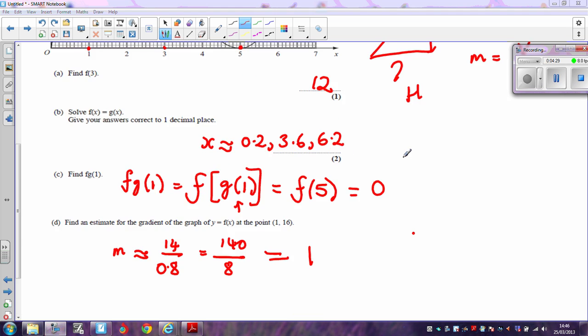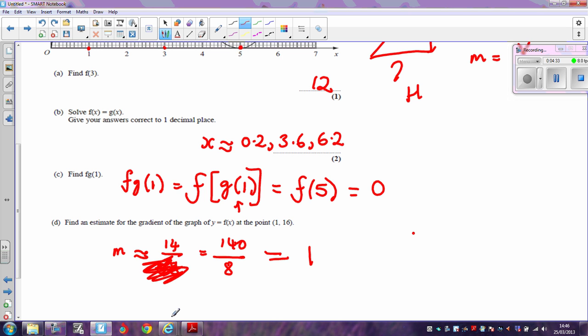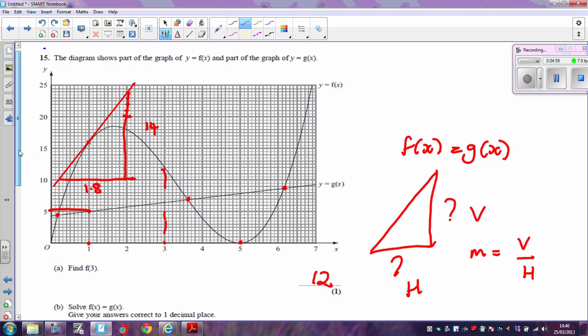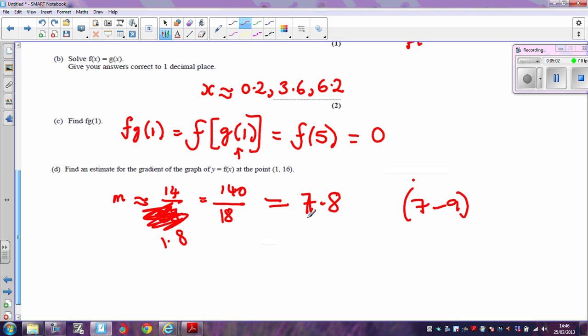Oh, rubbish. Sorry, got that wrong. It's not 14 divided by 0.8, it was 14 divided by 1.8. So 140 divided by 18. Now, if you work that out, it comes in around 7.8. So the gradient of that line is approximately 7.8. You would be allowed, I think, anywhere between about 7 and 9. Sorry, just going back, my mistake, 14 divided by 1.8, not 0.8, comes out as around 8.